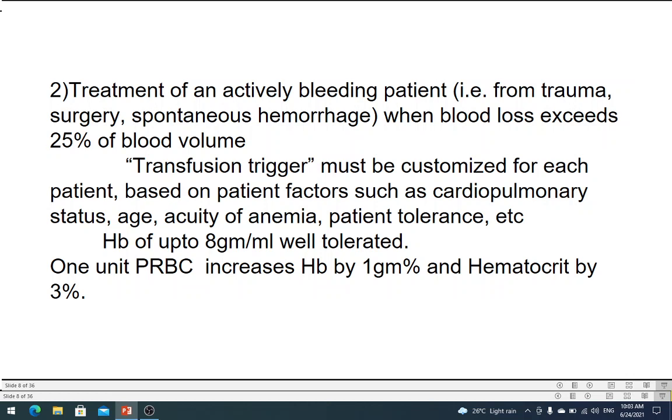So the trigger in a normal person without any comorbidities is 8 grams. In a patient who has coronary artery disease or cardiac problems it is 10 grams. So if the HB is less than 10 grams in a patient with coronary artery disease requiring surgery, you will transfuse the patient to build him up.